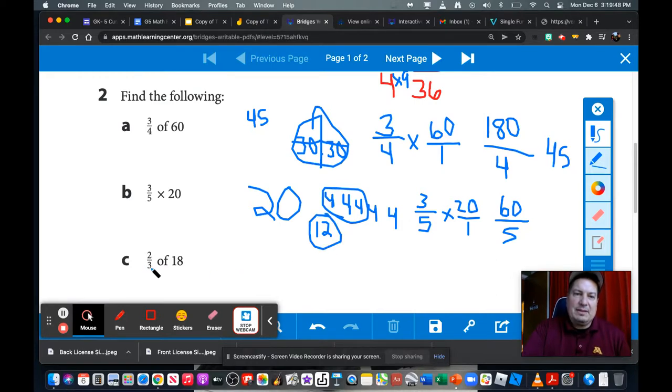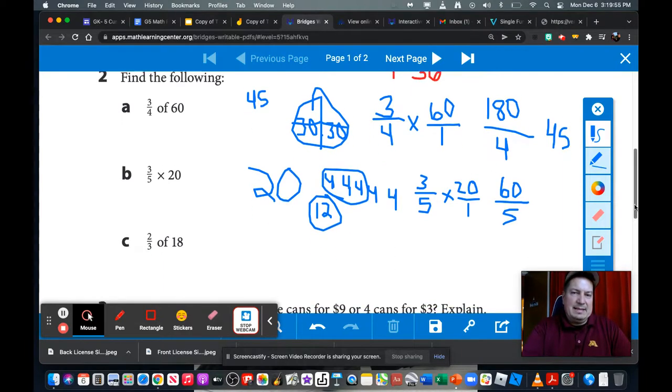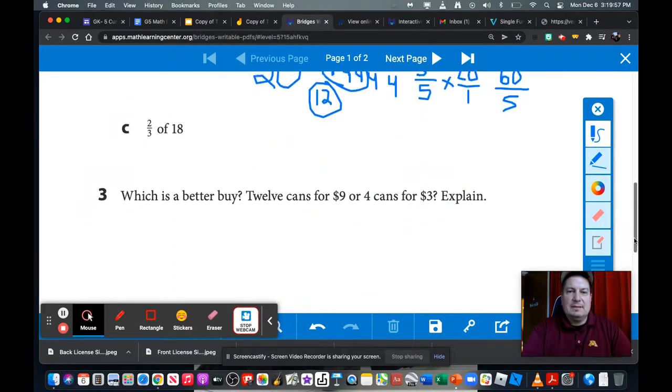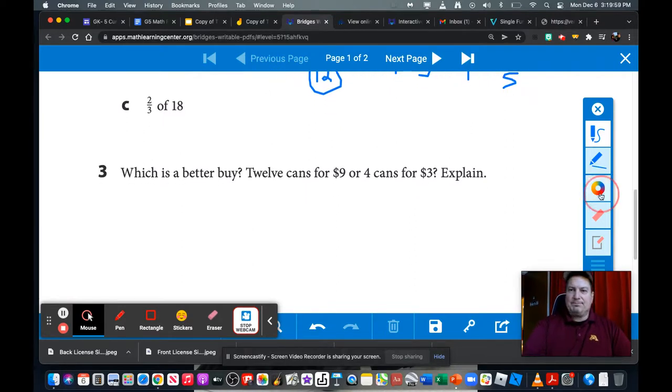Why don't you try that logic with right here, 2/3 of 18. See if you can give that a go and see if you can break 18 down into equal parts. Last one.